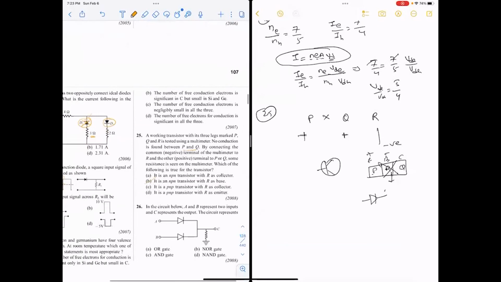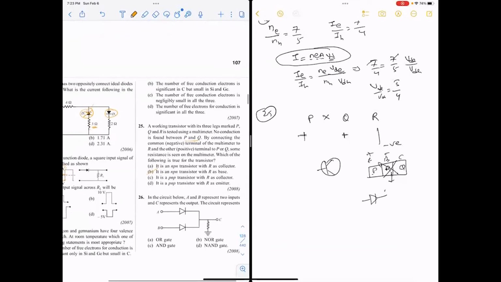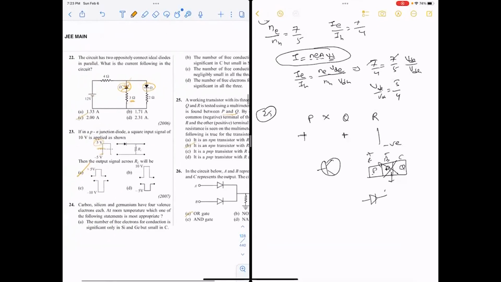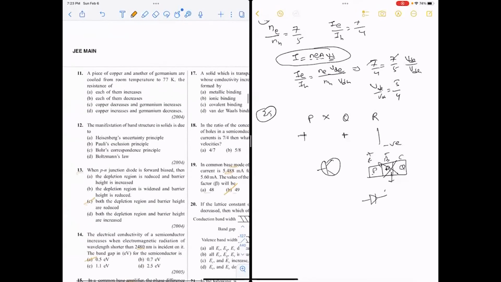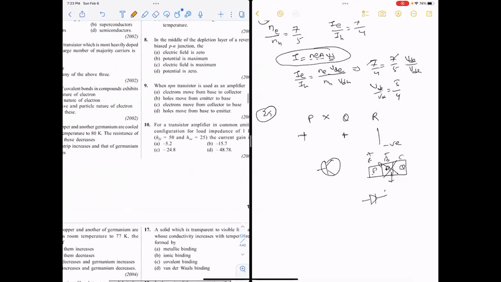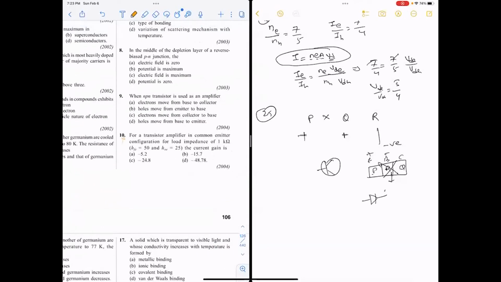Twenty-fifth. They are actually doing very fast. I don't know whether you are able to understand that or not. This is not there now. They are not asking these days, out of syllabus.